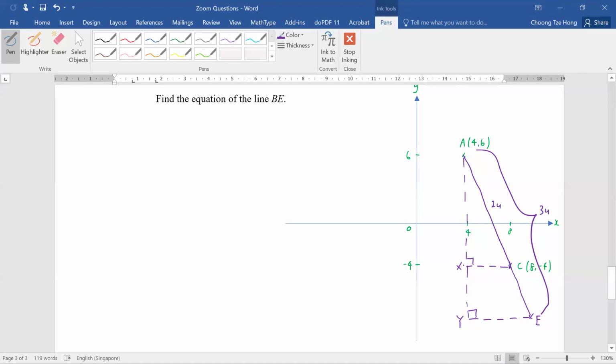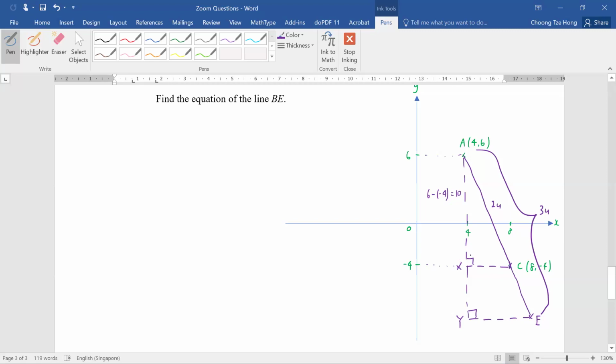Okay, so do we know the length of AX now? Okay, so to calculate the length of AX, we just need to look at the Y coordinate of A and C, right? So the Y coordinate of A is 6. The Y coordinate of C is -4. Okay, so this means that AX is going to be 6 minus -4, which will give us 10 units. So to go from a level of 6 to a level of -4, you can see from here, it will be a total of 10 units.